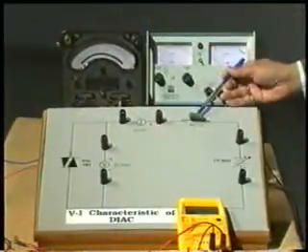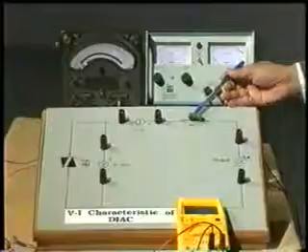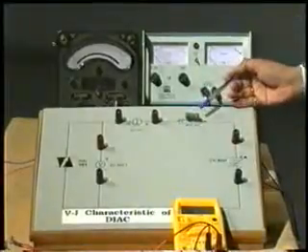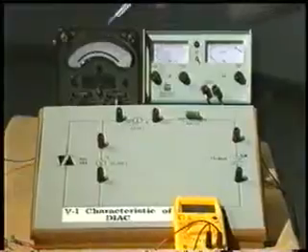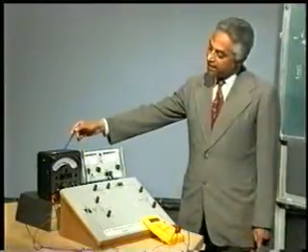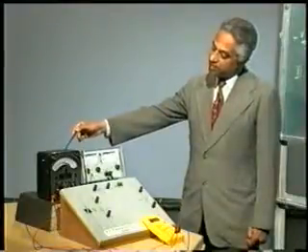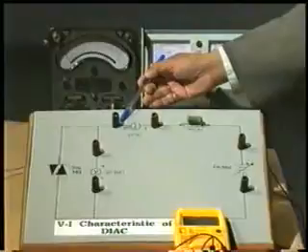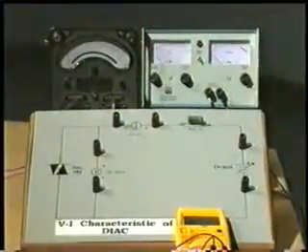Here is the load resistance. It is a 100 ohm 5 watt resistor, and the load current will pass through this resistance, which will be measured with the help of an ammeter. This is the ammeter. This is actually an analog multimeter, but it is going to be used as an ammeter, and it will be connected between these two terminals. This is of course positive, this is negative, and it will show the current which is flowing through this resistor.